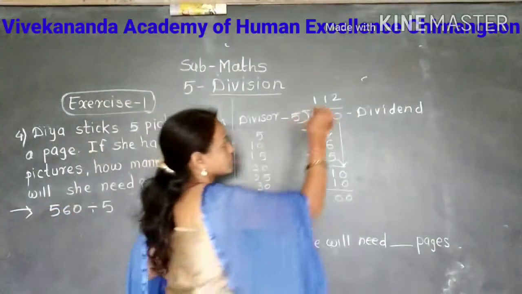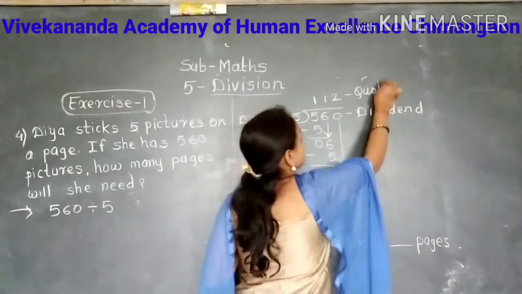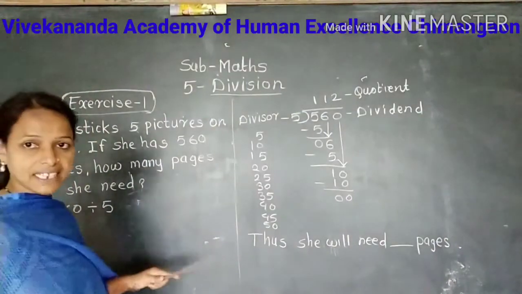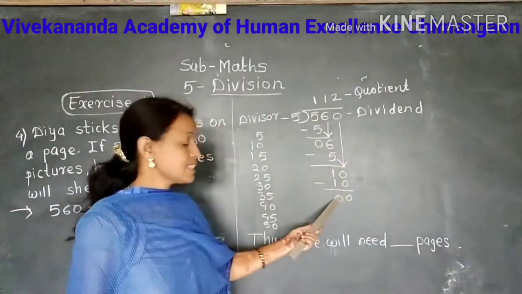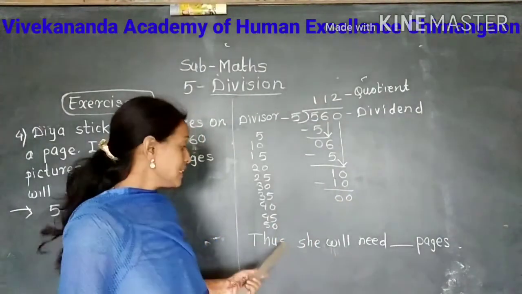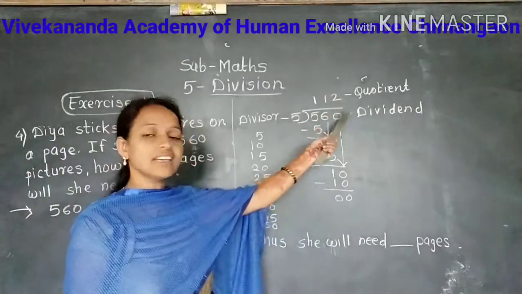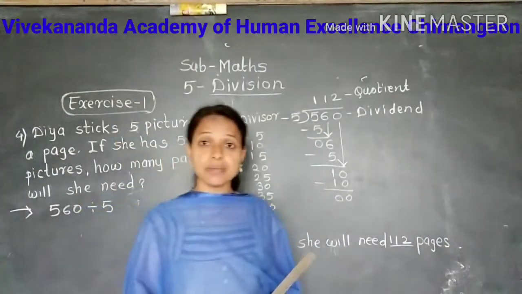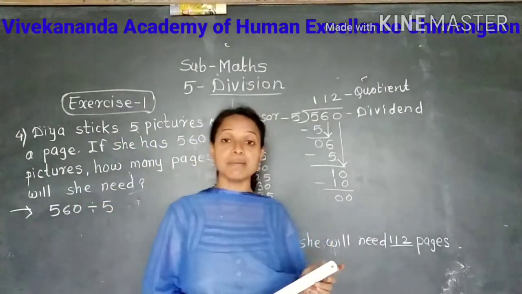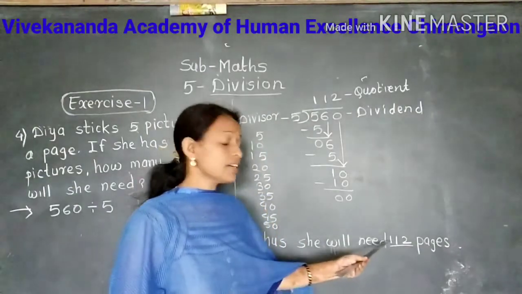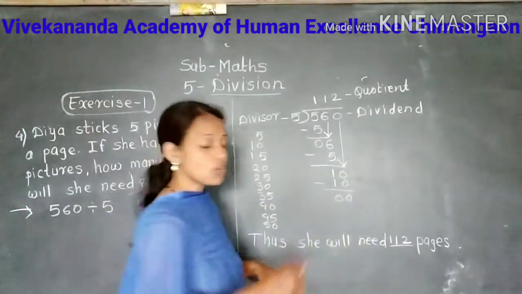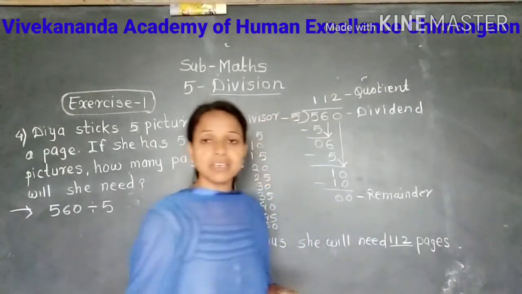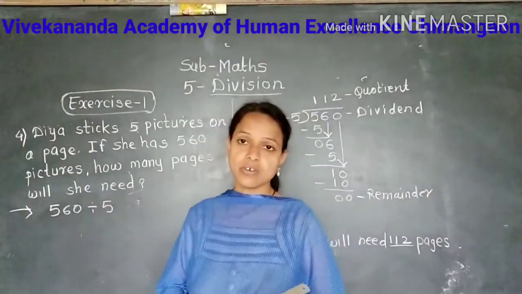112 is the quotient. And what do they ask? How many pages will she need? Our answer is 112 and 0 is the remainder. So what will be the answer? Thus she will need 112 pages. Okay. To stick 560 pictures, she needs 112 pages. Okay. Because we get 0 remainder. In this way, we find the answer of this word problem.